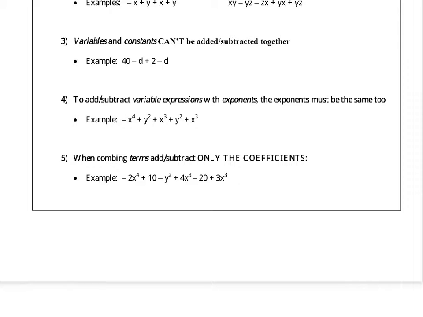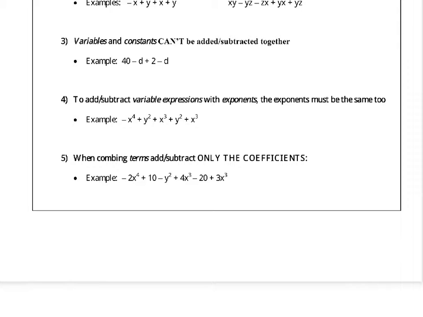Rule number 3 states that variables and constants can't be added or subtracted together, or they cannot be combined. So notice I've combined what's in blue and red because those are similar. However, 42 and -2d are not similar because there is a variable with the 2 and not with the 42. Since that 42 does not have a variable with it, they are not like terms and they cannot be added together, so this would be our final answer.